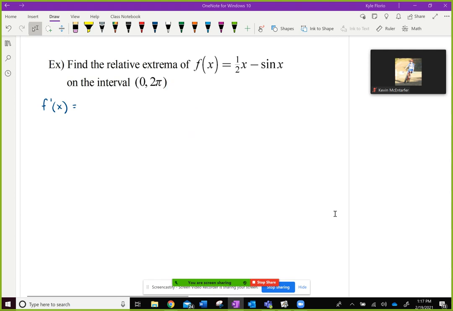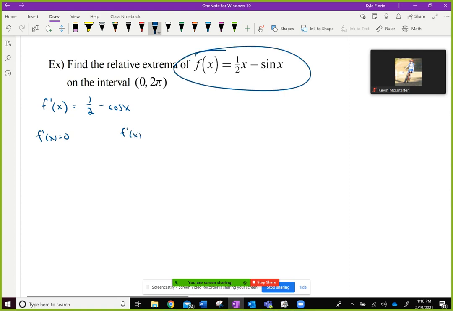All right, correct. So the derivative is going to be 1/2. The derivative of 1/2 x is 1/2, and the derivative of sine x is cosine x. Okay, so the question is, I want to know where the derivative is 0 and where the derivative does not exist. Just going back to our original function, this function exists everywhere.